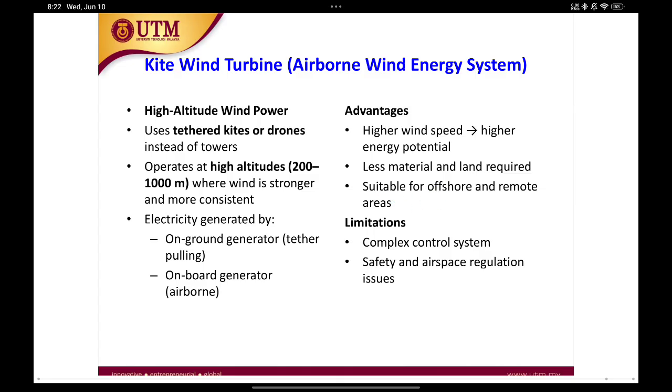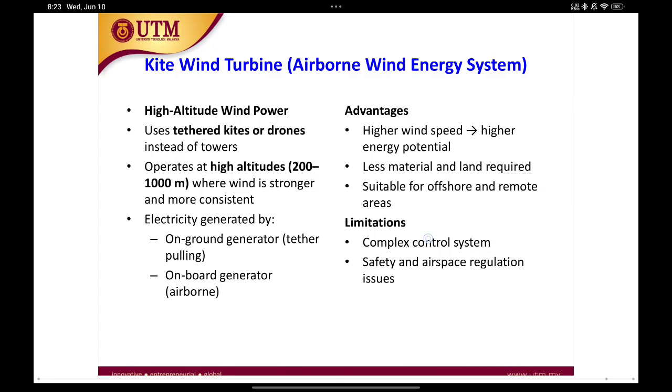If the wind suddenly drops and the kite suddenly drops, it can hurt people if you put this near a building or something. This is suitable for offshore or remote areas. The control system is very complex because with the onboard generator you basically have a plane flying the system.